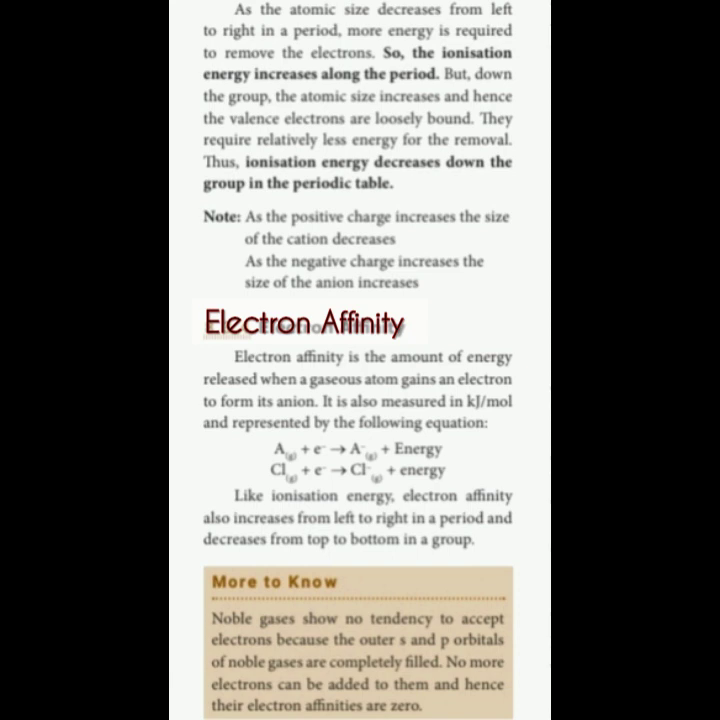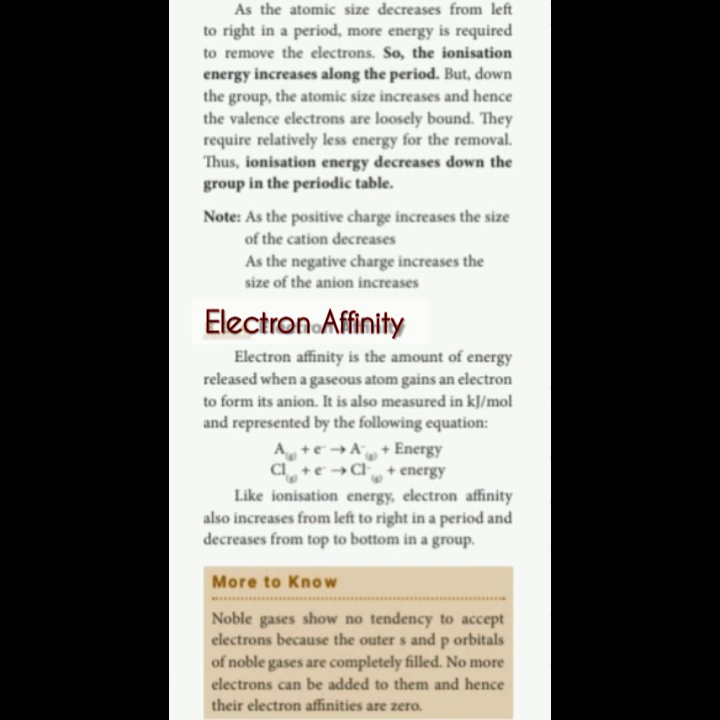For example, take chlorine, atomic number 17. Its configuration is first shell 2, second shell 8 and third shell 7 electrons. To attain the octet configuration, chlorine needs one more electron. So it accepts one electron, and the chlorine atom plus one electron becomes the anion Cl minus, but at the same time some amount of energy is released. That energy we call electron affinity. Electron affinity also increases from left to right and decreases from top to bottom.